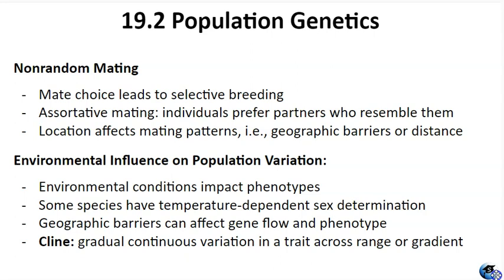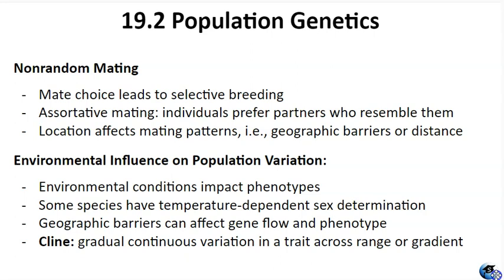A cline is a gradual, continuous variation in a characteristic or trait of a population across a geographic range or environmental gradient. Clines typically result from the influence of environmental factors on the expression of genes within a population. As individuals move across different geographic regions or encounter varying environmental conditions, their traits may change gradually and predictably. Clines are often observed in response to factors such as temperature, altitude, or other ecological gradients, and they provide valuable insights into how populations adapt and evolve in different environments.